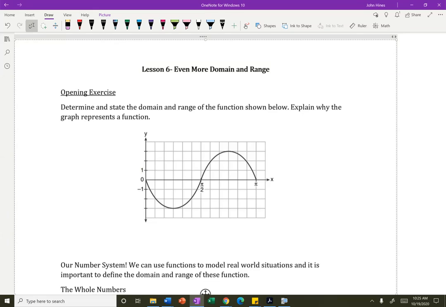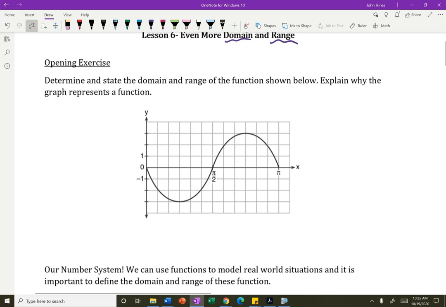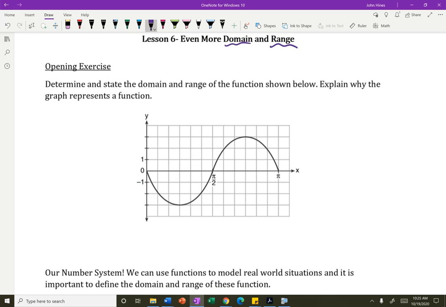Hi everybody, welcome to lesson 6 here, where we're going to talk about even more domain and range questions. In the previous lesson, we learned what domain and range are and how we can describe them using interval notation. And today we're going to practice that a little bit more. To get us started, let's determine and state the domain and range of the function shown below.